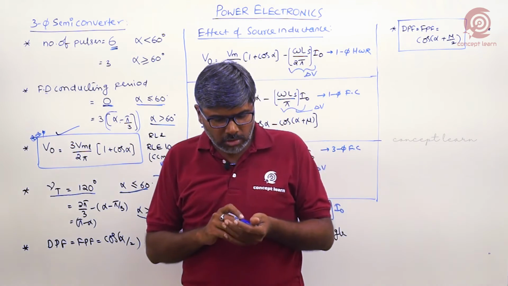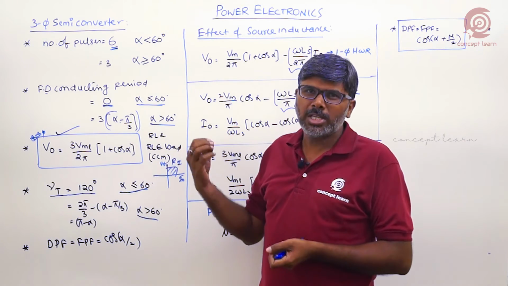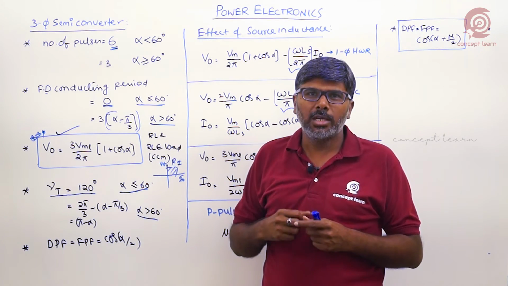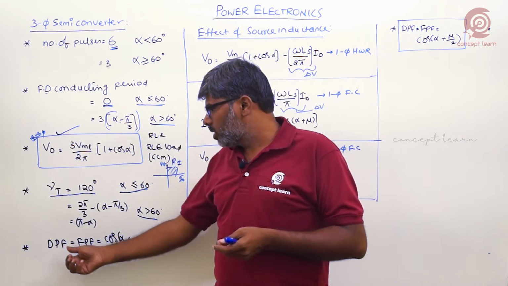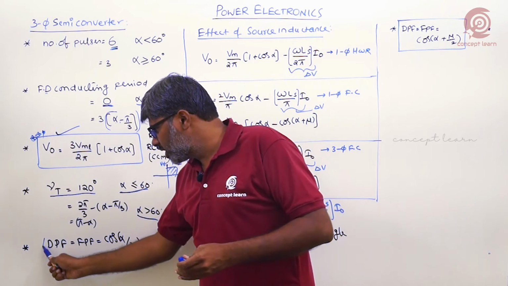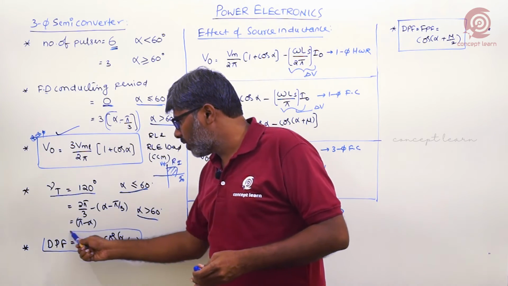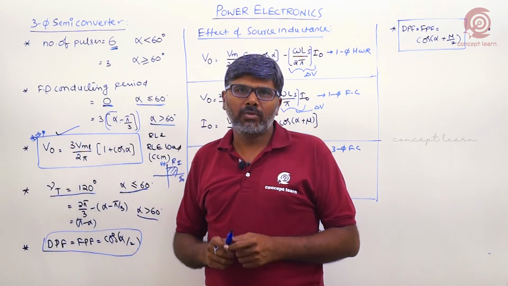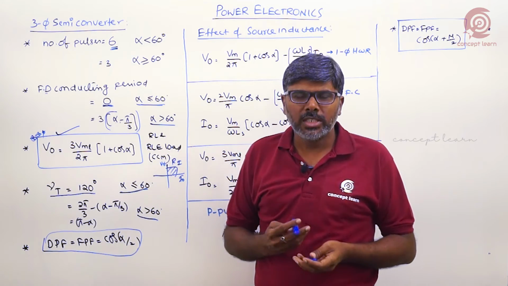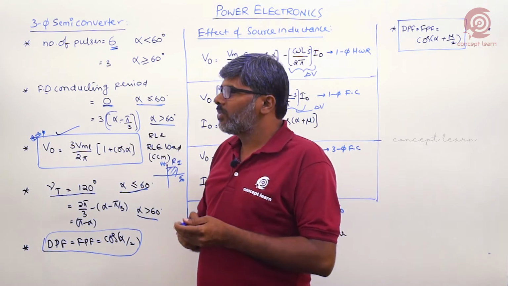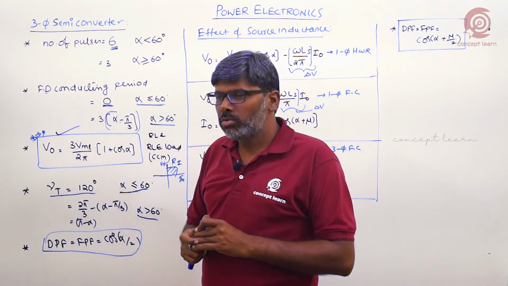Right. Now coming to the source side analysis, it is not that important from the GATE examination point of view. So here there is only one important thing: the displacement power factor or fundamental power factor is cos alpha by 2, as in the single phase semi converter. So this is the 3-phase semi converter analysis with highly inductive load.